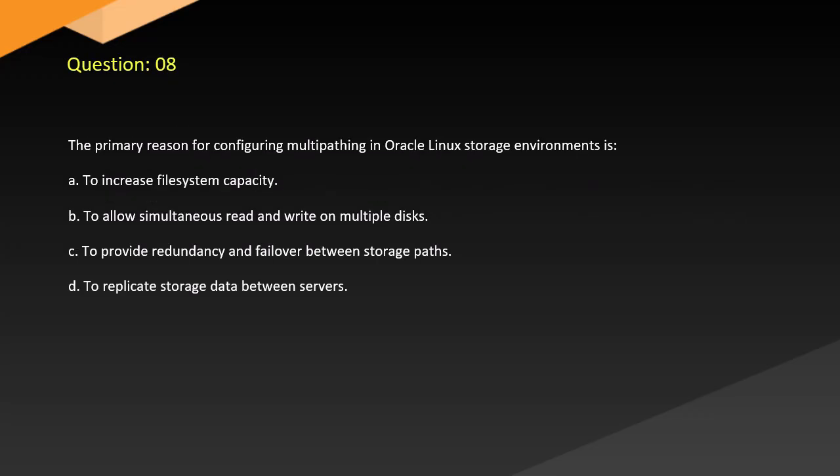Question 8. The primary reason for configuring multipathing in Oracle Linux storage environments is: A. To increase file system capacity. B. To allow simultaneous read and write on multiple disks. C. To provide redundancy and failover between storage paths. D. To replicate storage data between servers.